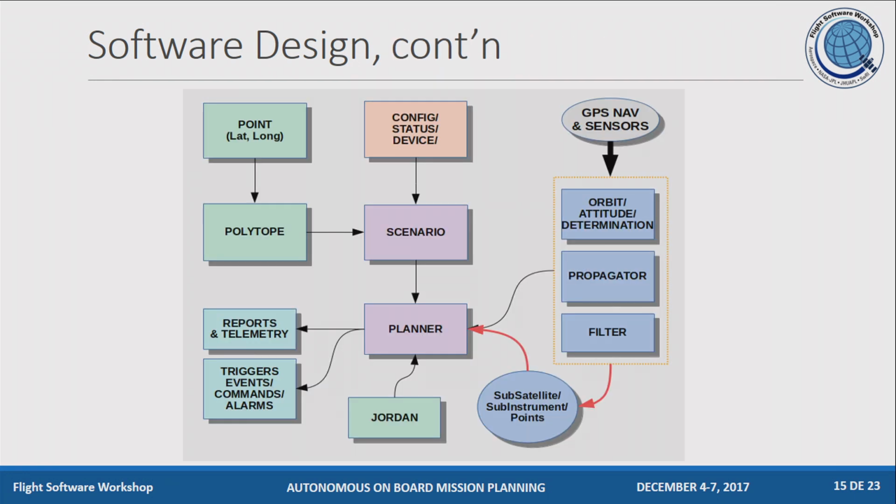Next slide, please. Okay. It's the continuation slide. Here is just an overview of the blocks. These blocks represent the modules of the software, and each module handles different functions for the planner. Here you can see the Jordan block, that is the function that calculates the subpoints and the polytopes. Next slide, please. Thank you.